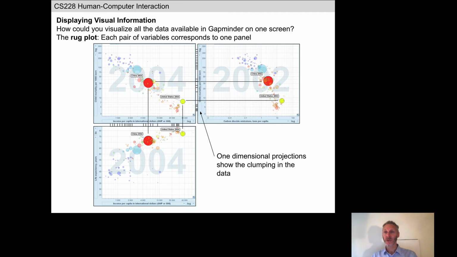You may not be able to absorb all of it at one time, but it is, again, an attempt to try and maximize the data to ink ratio. We're trying to communicate a lot of data with as little ink as possible.